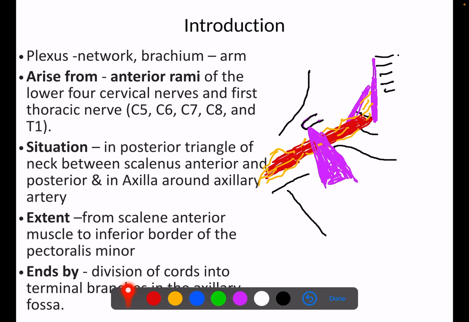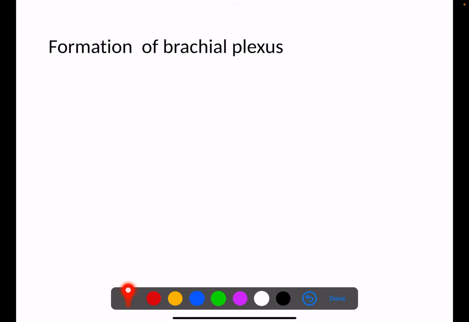Now let us study about formation of the brachial plexus, how they are formed. So these are the roots.